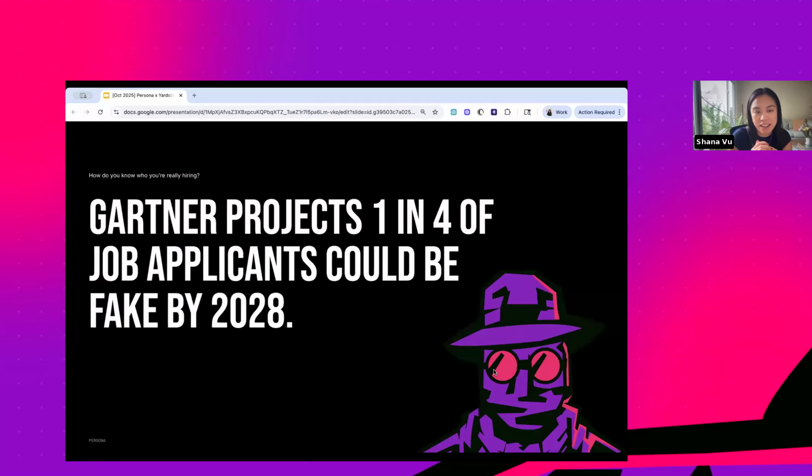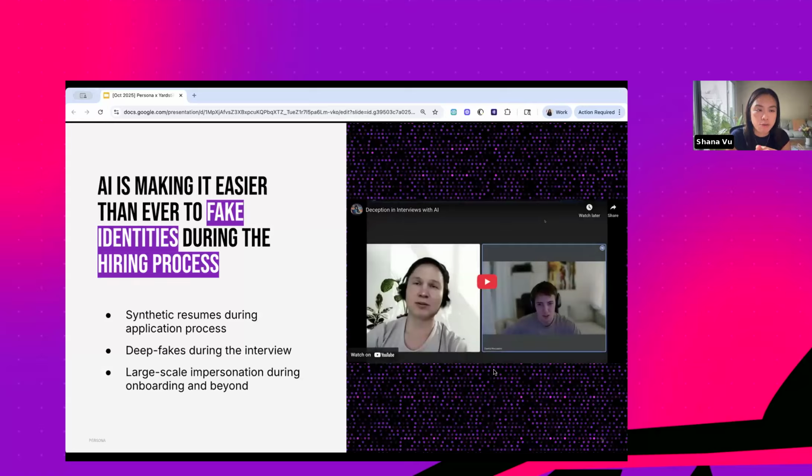So this is always a stat that we think is pretty astonishing, right? Gartner projects that 1 in 4 job applicants could be fake by 2028. And if you actually break that down, there's different ways that a fake candidate can actually manifest.